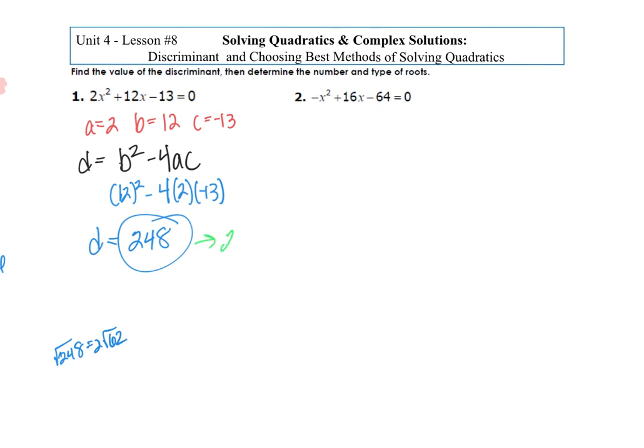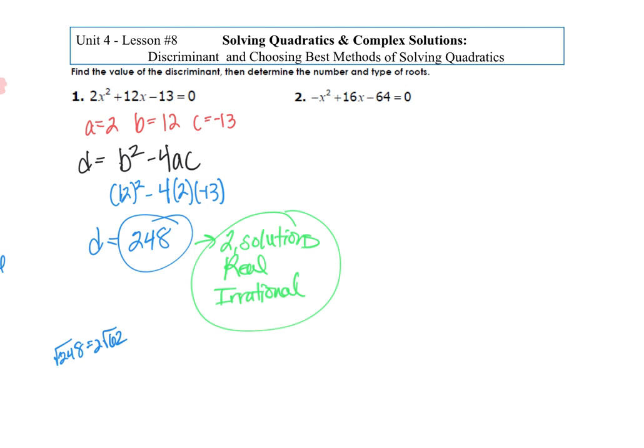This means we have two solutions. They are going to be real, but they are going to be irrational because 248 is not a perfect square, okay? So that's something that we need to know as well. Two solutions that are real but irrational. Now let's see what equation number 2 will give us.